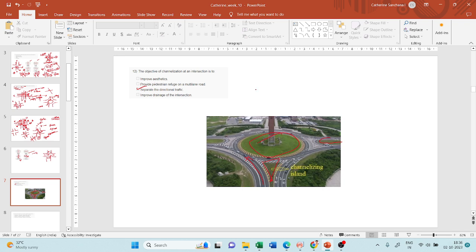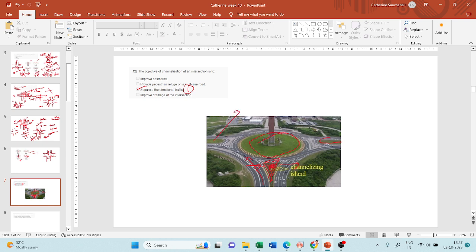So the first reason will be this, and the second reason is if it is a multi-lane road, you are providing a provision for pedestrians to cross this part of the road, then wait here and cross the remaining part of the road. So most of us will do this on a median, right? So median is also a channel. So you will cross one side of the road and then you will stand on the median.